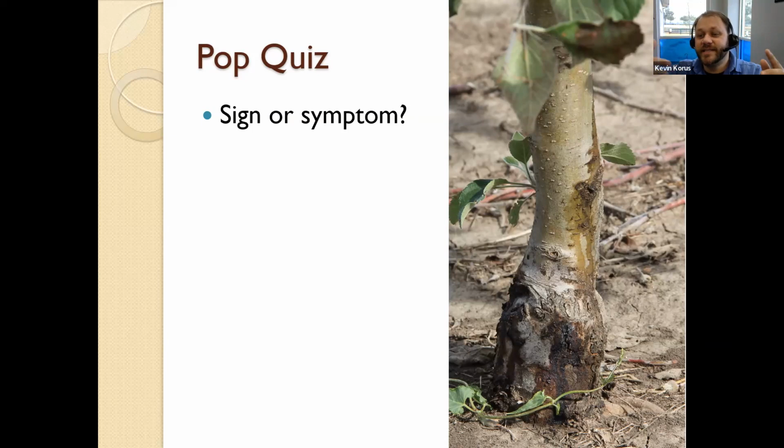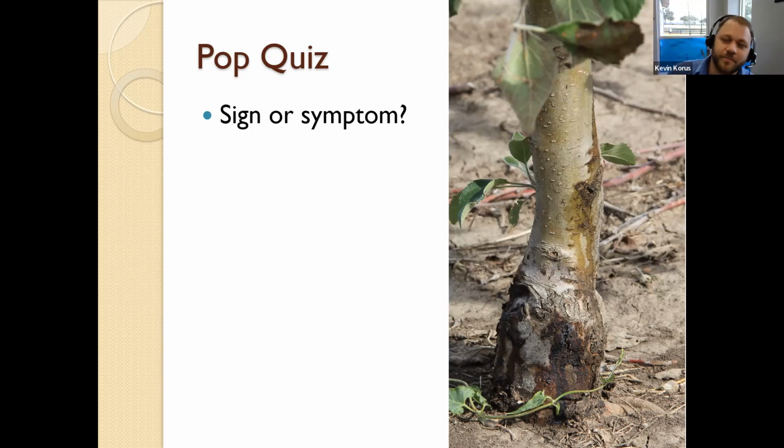So that's tree sap, which would be a sign, a symptom, but it's also loaded with thousands and thousands and thousands of bacterial cells. You can't really see those bacterial cells, but they're there. They're a part of that exudate. So it's also kind of a sign, but it is more of a symptom because it's the plant doing it. But even though the bacteria is there, we can kind of call it a sign.